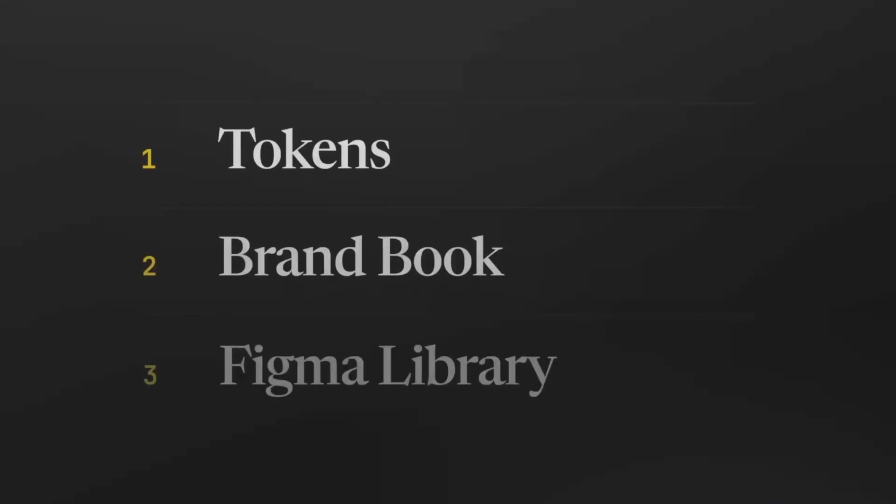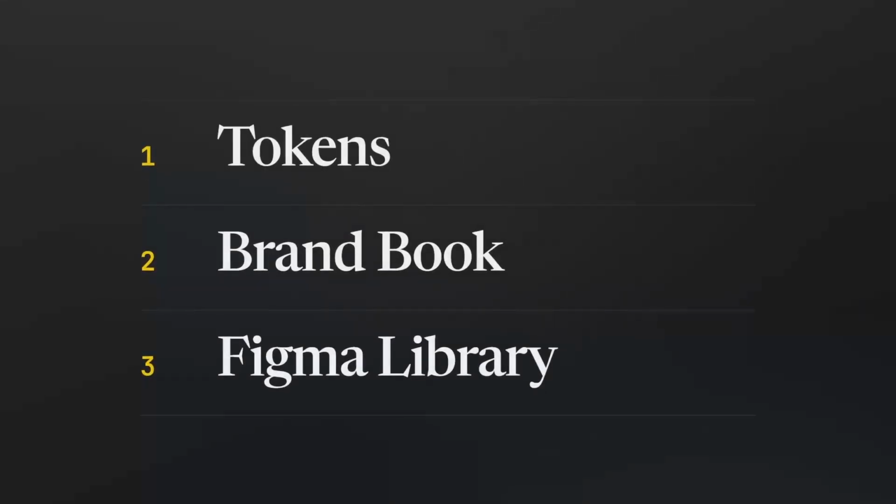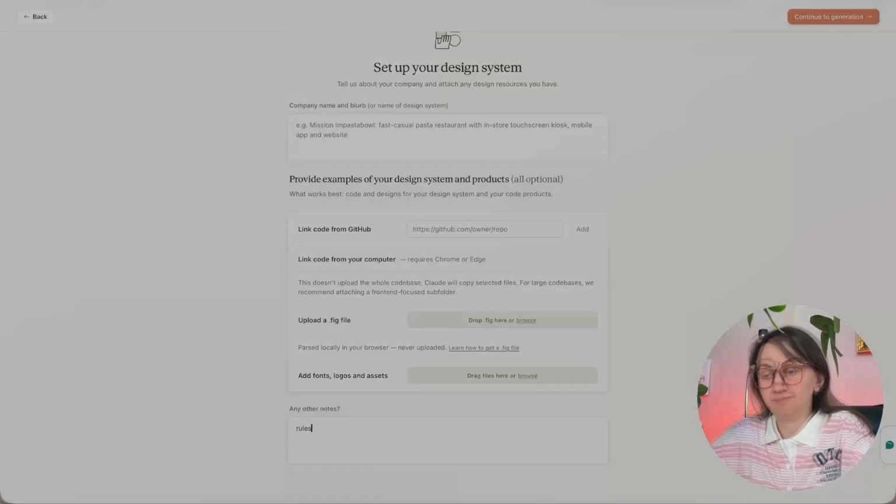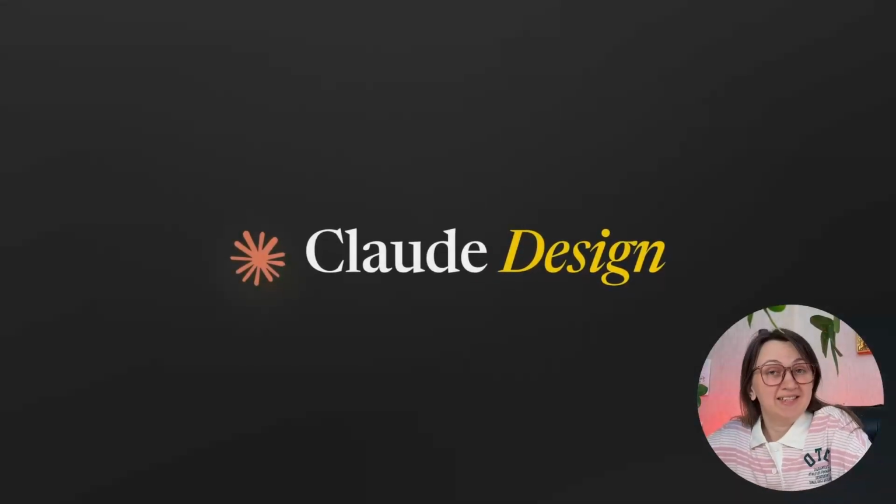I would suggest tokens if you have them, the only route that finished with nothing broken. Brand book if you do not, stronger than expected, it reads pictures and catches the contradictions. And Figma as a last resort. Not everything was read from the Figma library correctly, and there is no room for a rule. Also, as a safety measure, when you set up your design system, you can use this box to write your rules here. So this is the design system side.